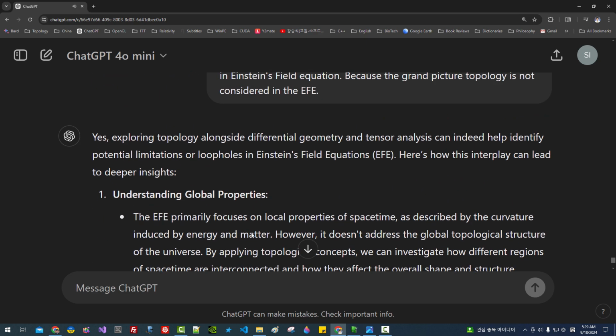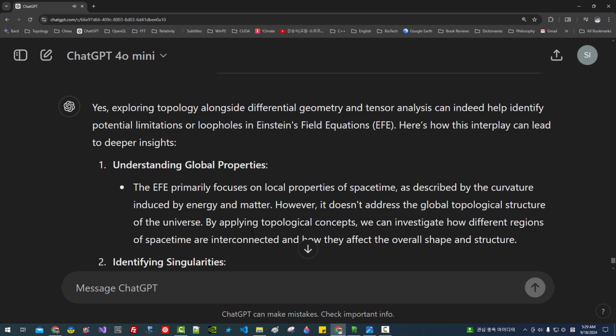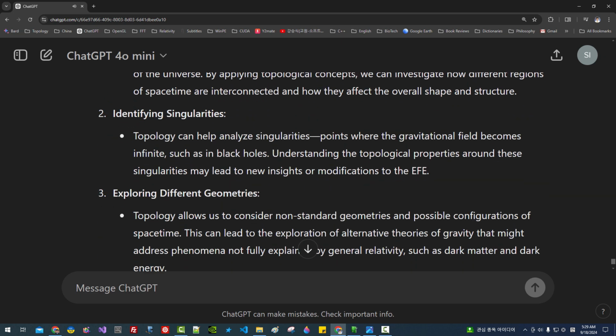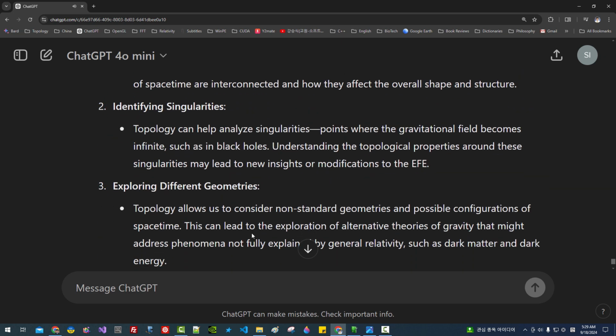Yes, exploring topology alongside differential geometry and tensor analysis can indeed help identify potential limitations or loopholes in Einstein's field equations, EFE. Here's how this interplay can lead to deeper insights. 1. Understanding global properties. The EFE primarily focuses on local properties of spacetime, as described by the curvature induced by energy and matter. However, it doesn't address the global topological structure of the universe. By applying topological concepts, we can investigate how different regions of spacetime are interconnected and how they affect the overall shape and structure.